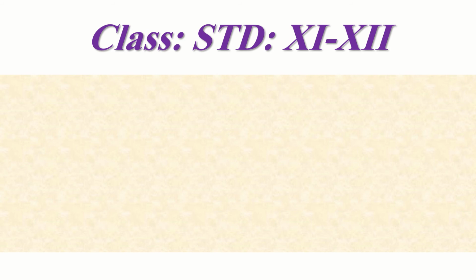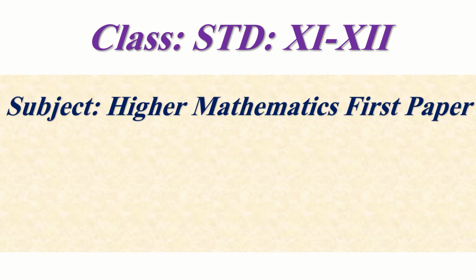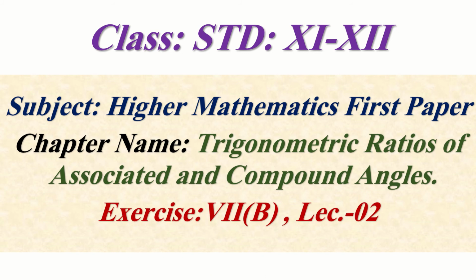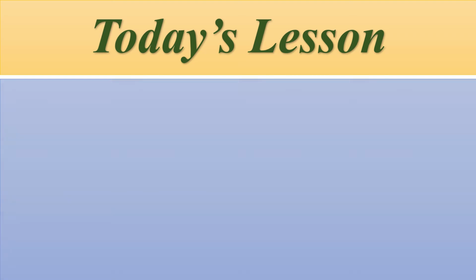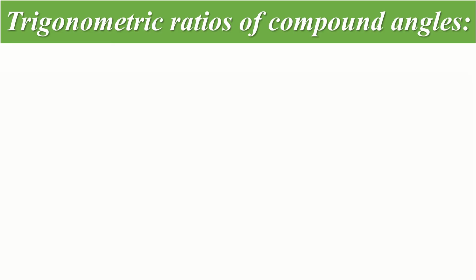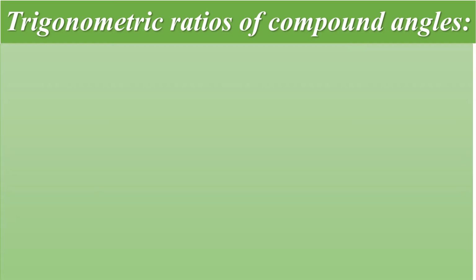Class standard 11-12, subject mathematics first paper, chapter name: trigonometric ratios of associated and compound angles. Exercise 7B, lecture 2. Today's lesson will explain trigonometric ratios of compound angles.